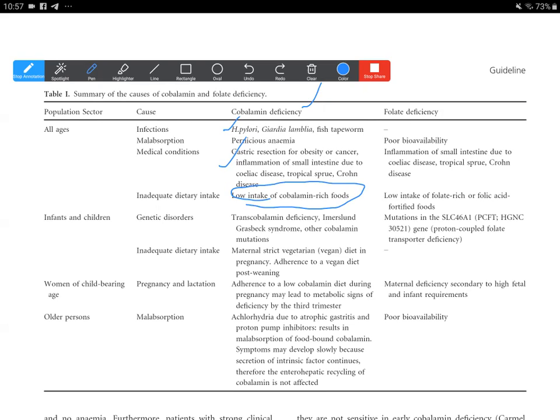So what kind of foods do we have that are rich in cobalamin? This deficiency can arise in vegans who omit meat, fish, eggs, cheese, and other animal or dairy products from their diet. So this can occur in those strict vegetarians.